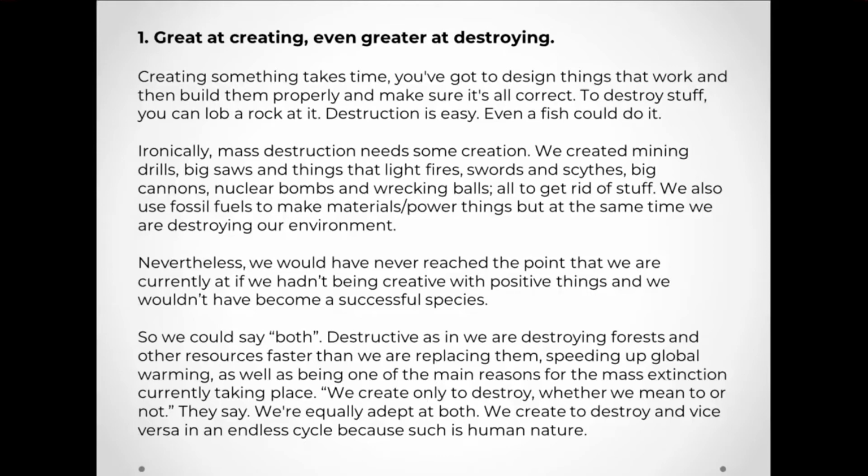Creating my final result is a sentence. Creating is a time-consuming process, and destruction is easy, but mass destruction needs creation, so both are related in an endless cycle.